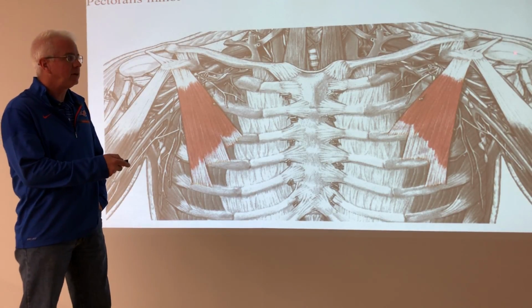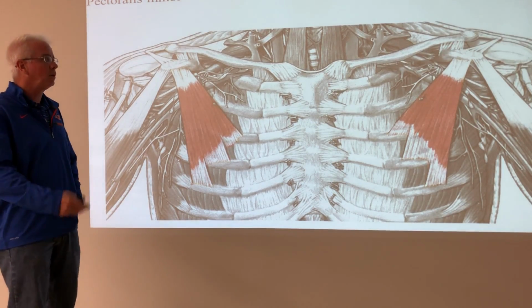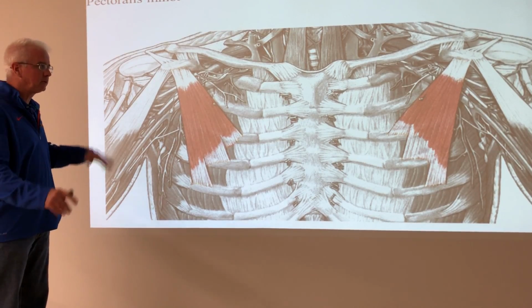Now, you can see that there's also a stabilizing one that attaches out here to the acromion, but this is the suspension ligament right here. Very important attachments. I like to finish there. We did the shoulder, finish with the pectoralis minor.